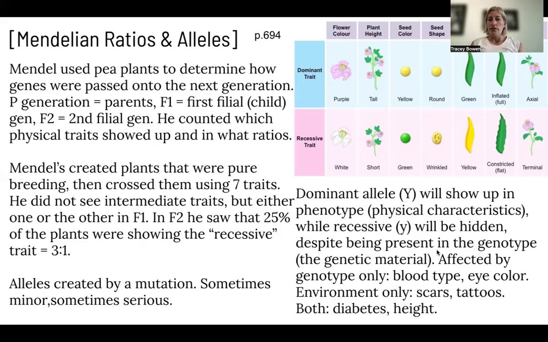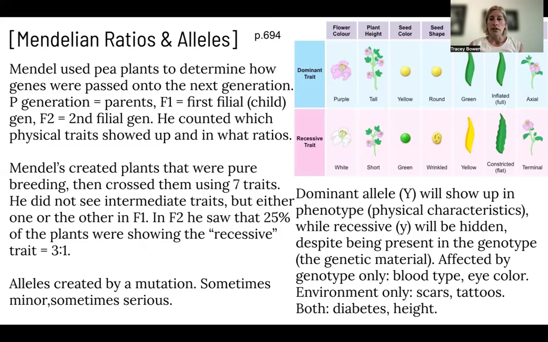So physical traits can be affected by genotype only. That would be something like your blood type. You either have A blood or you have O blood or you have AB blood, whatever your blood type is, but whether you eat more vegetables or not, that's not going to change your blood type. Your eye color, same kind of thing.